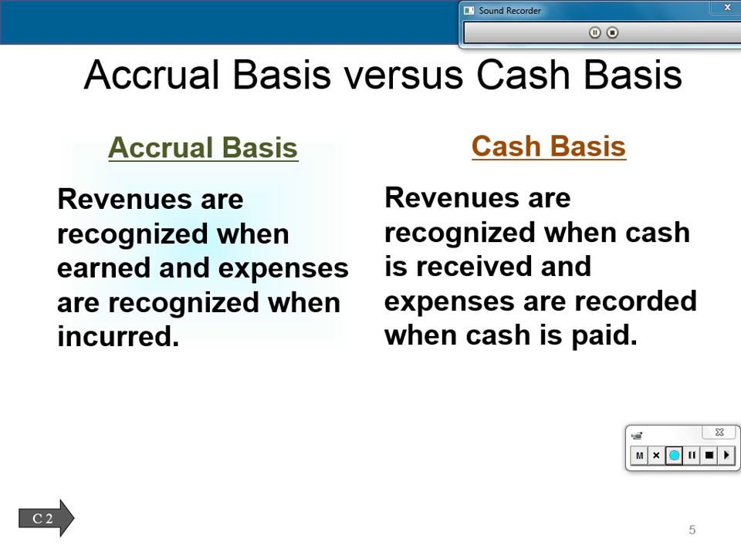Versus cash basis, we don't recognize revenue until we actually receive the cash for it, and we don't recognize expenses until we actually pay for those expenses. Everybody clear about that? Sure? Okay. You said no? No, I'm not. Oh, okay. I got a question. Yes, sir.